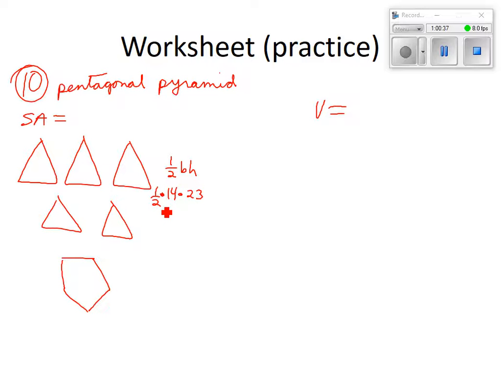Somebody do all that on their calculator. 1/2 times 14 times 23. I got 161. So what's the area of this triangle? 161. How about this one? 161. All of them are that, right? Yeah. You've got to be able to do this on the test.